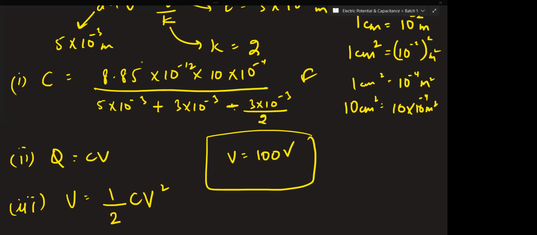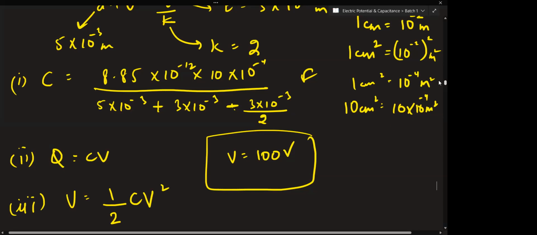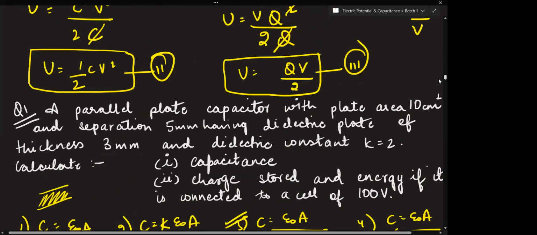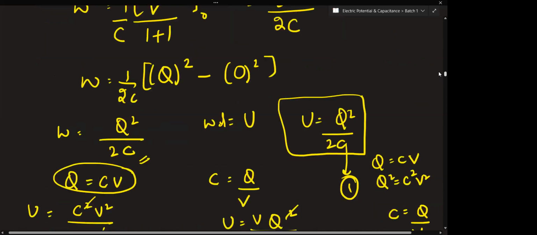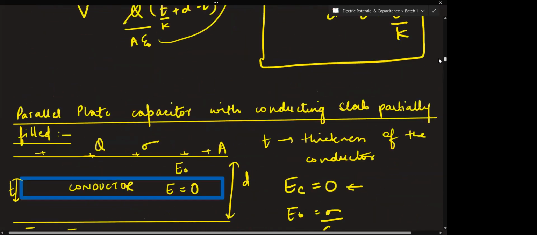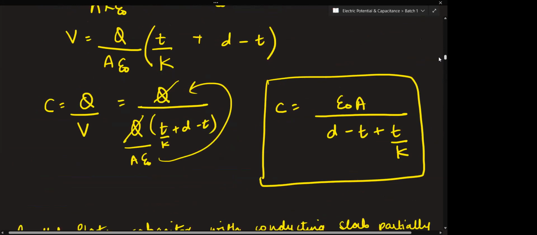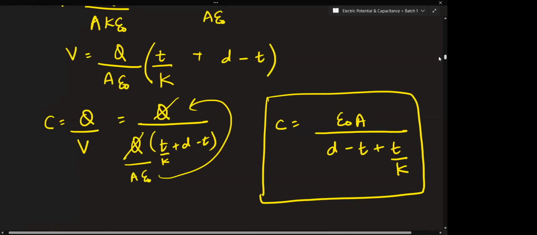Dielectric slab thickness. Just check the formula, everyone. Is it minus or plus first? Please check in your notes in your derivation this formula. Is it minus first or minus later? Just check in the derivation, because it could be d minus t plus t by k. Let's check it right now. This was d minus t plus t by k. In the derivation also it's d minus t plus t by k.